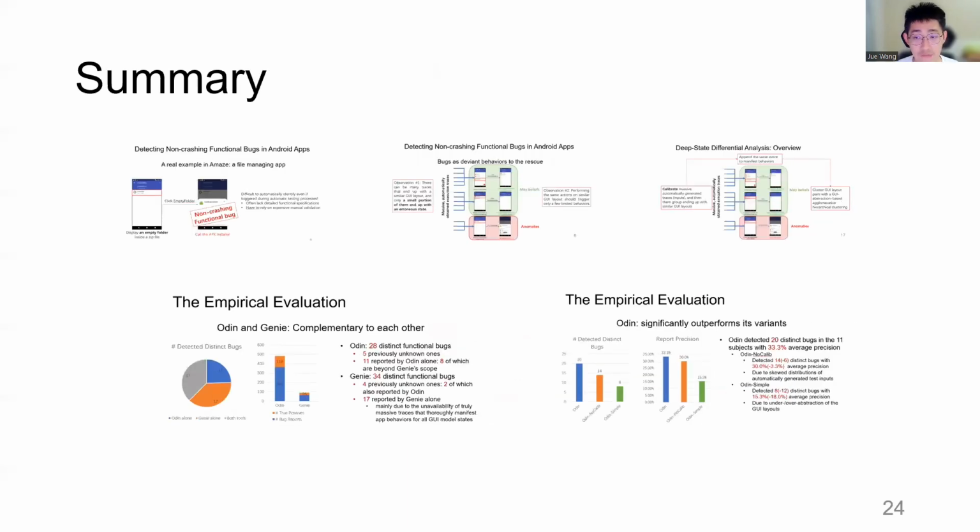In a short summary, we leverage the insight that a large number of traces obtained by executing automatically generated test inputs can reach similar GUI layouts, and only a small portion of them reach erroneous app states. It presents a generic automatic oracle named deep state differential analysis for detecting non-crashing functional bugs in Android apps by manifesting both normal and deviant behaviors and then clustering them to map beliefs and detect anomalies.